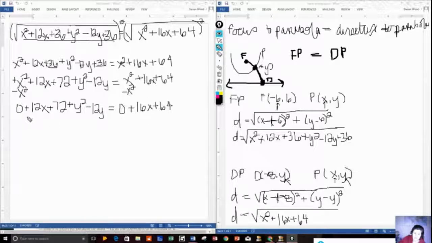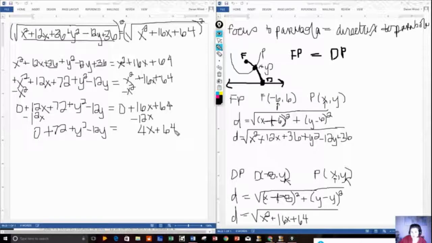So I'm going to move this 12x, and it's plus, so I know the opposite operation is minus 12x. I'm going to subtract 12x from my x's on the right side. I still have 0, which I don't need to write, and then 12x minus 12x gives me a 0 again, plus 72 plus y squared minus 12y is equal to 0. I don't need to write it because it doesn't change its value. And 16x minus 12x is going to give us a 4x plus 64.